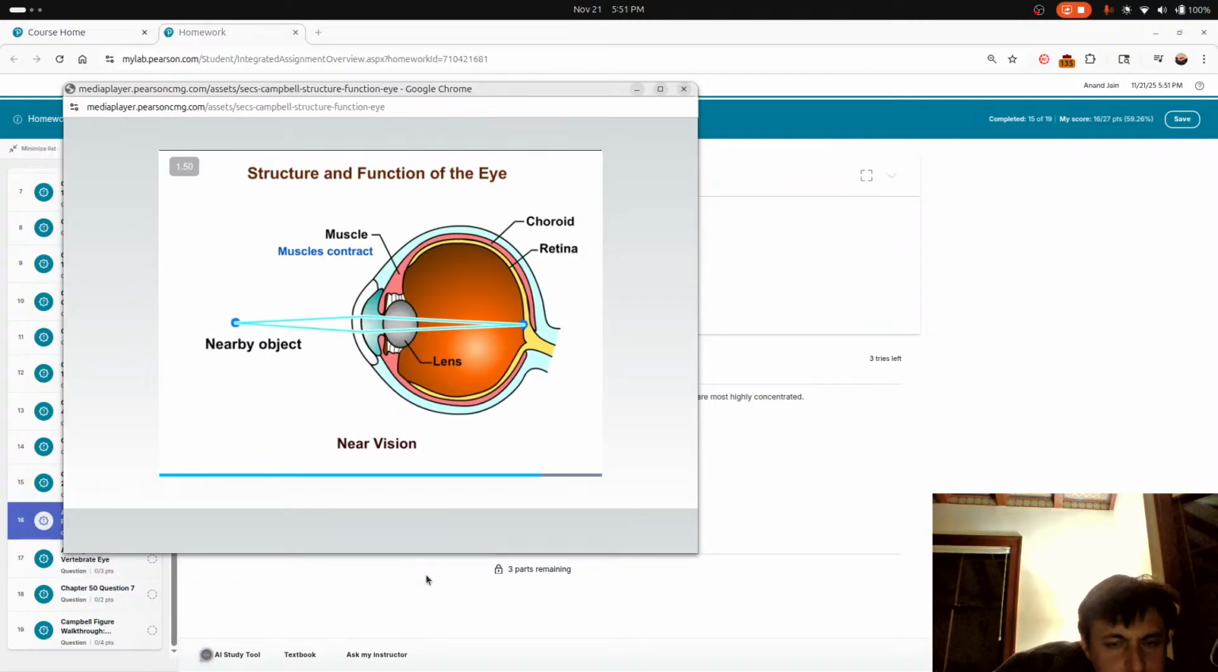This is called accommodation. When you look at a more distant object, the muscles attached to the choroid relax. This allows the ligaments to pull on the edges of the lens, flattening it. The flatter lens bends light less sharply, focusing light from the more distant object onto the retina.